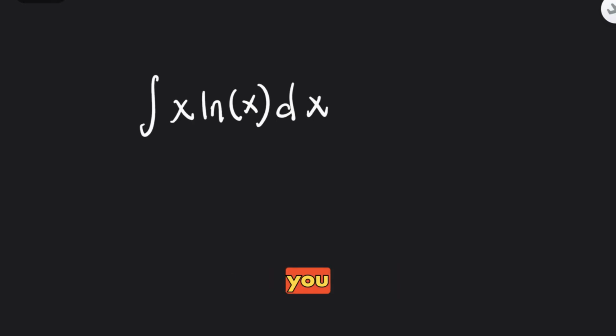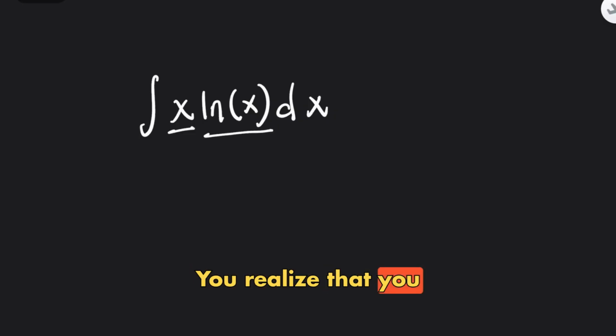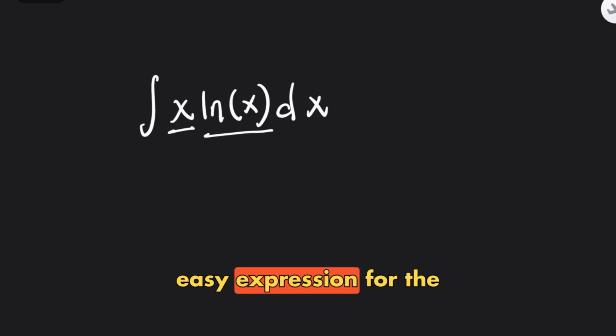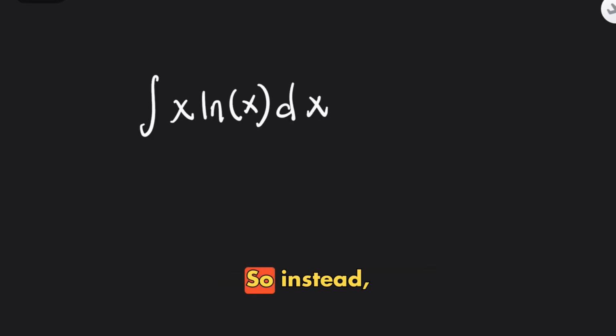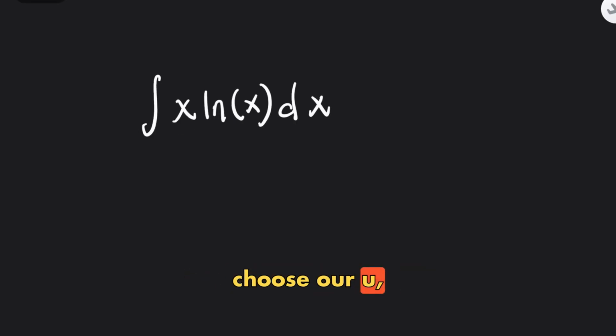In this problem, you need to be careful in the choice of u, because let's say if I chose u to be x, the derivative of u would be 1, right? But what would be the integral of natural log of x? You realize that you do not have an easy expression for the integral of the natural log of x. So instead, we are going to choose our u to be equal to the natural log of x.